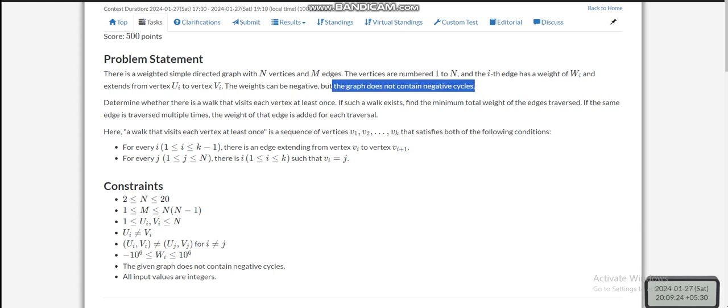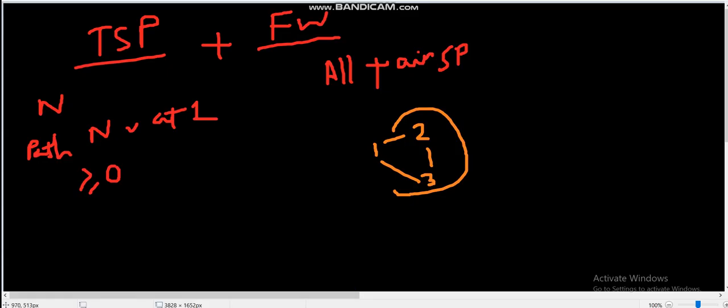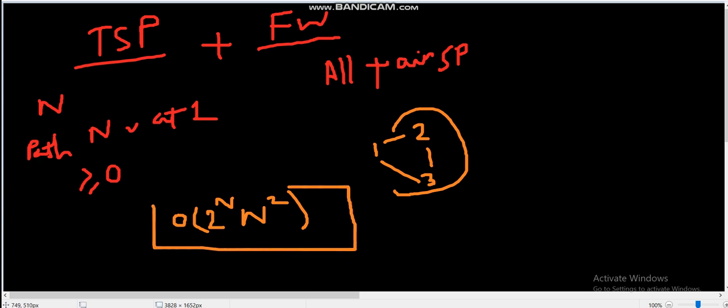Now let's look at the constraints for observation. The first observation is that n is less than or equal to 20. That means order of 2 to the power n is allowed, order of 2 to the power n times n is also allowed, and order of 2 to the power n times n squared is also allowed. So our overall time complexity could be order of 2 to the power n times n squared.